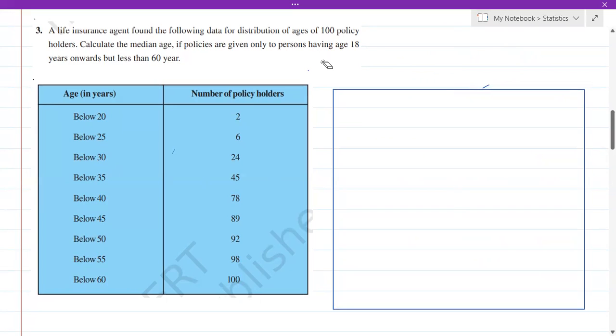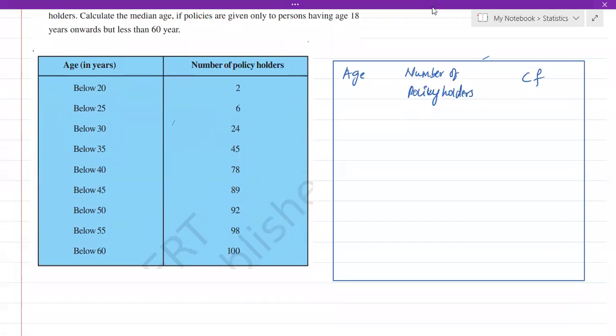Okay. Now what are the things given? It is given age in years, and number of policy holders. Actually the number of policy holders here is CF, right? The value that they've given is CF, but let's keep number of policy holders as it is. Let's take this as CF. Remember, whatever they've given in the question. Let's first finish this table.